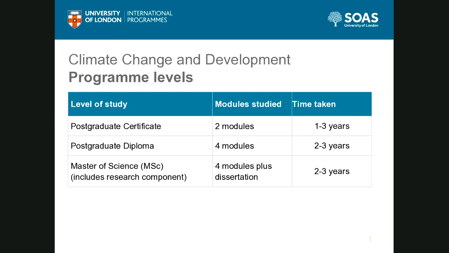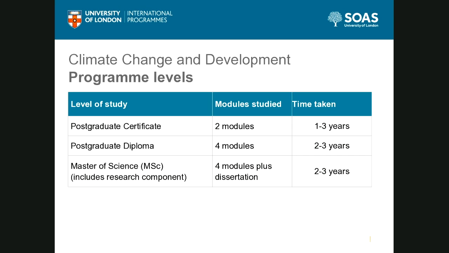Another one would be the postgraduate diploma, where you don't do the dissertation, but you do demonstrate you have very good postgraduate skills and knowledge in climate change and development. And again, it just might get you through that a bit more quickly, and it might be enough depending on your career path. Just one more thing to say about the postgraduate certificate.